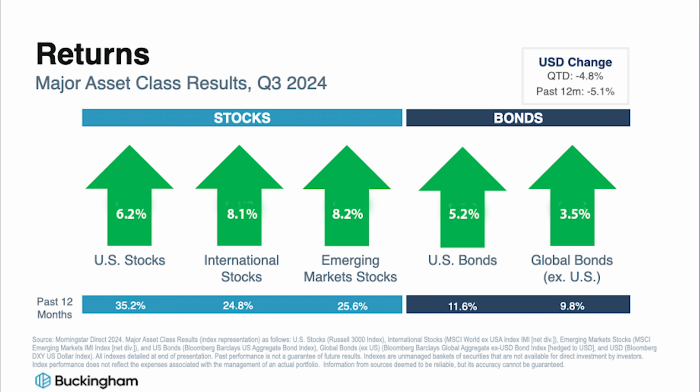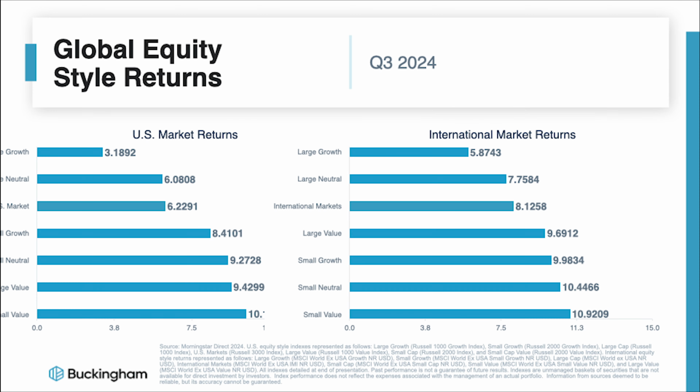Now let me draw your attention to the upper right-hand portion of the graphic here. The U.S. dollar was down 4.8% for the quarter and down 5.1% over the last 12 months. All right, now let's look a little deeper at what was driving the returns of stocks and bonds this quarter.